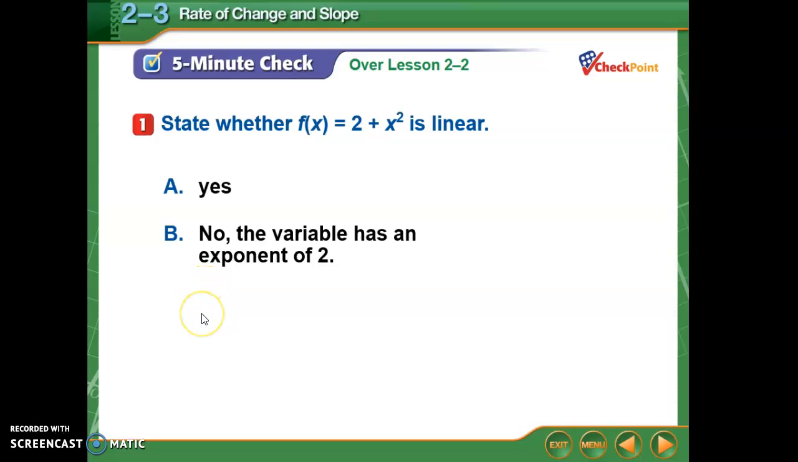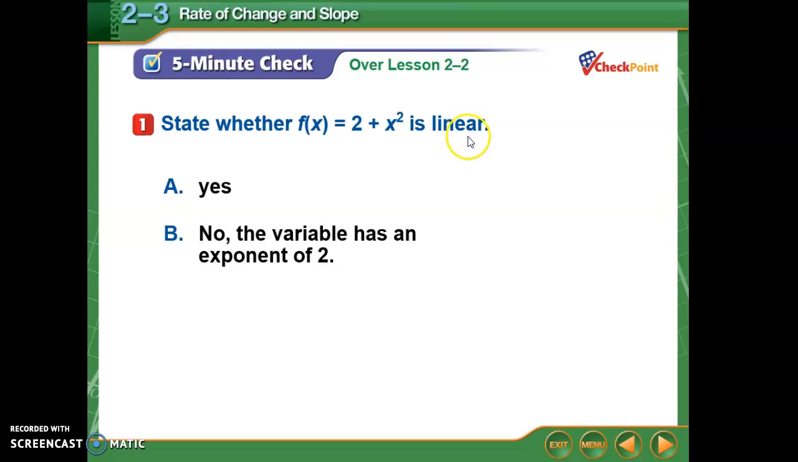Hello all, so we are going to review before we move on to the 2.3 lesson, rate of change and slope. Alright, let's make this quick. Number one, state whether f of x equals 2 plus x squared is linear.